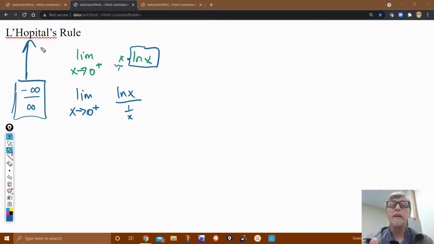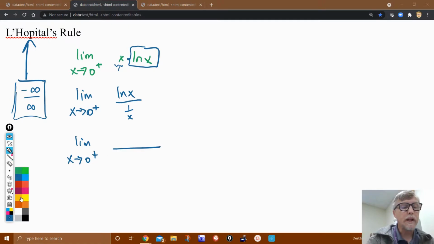Furthermore, the limit exists. The limit as x approaches 0 from the right of the numerator is negative infinity, or that's what we say, and the limit of the denominator is also positive infinity. So we can proceed. We can't evaluate this fraction, but what we can do is take the derivative of each of these particular functions. The derivative of natural log of x is 1 over x.